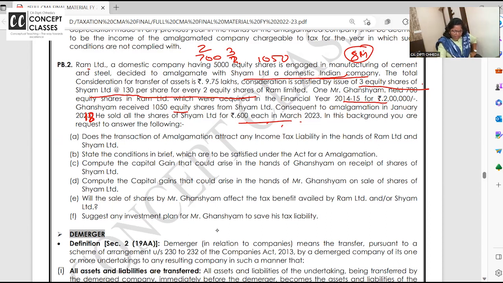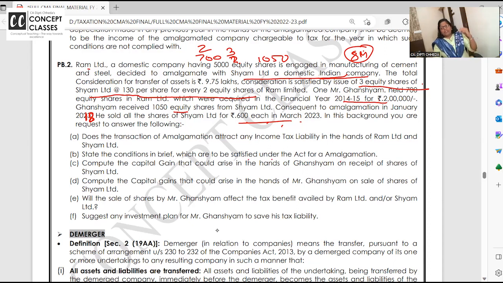How scoring the paper is going to be, I can tell you. I agree that the portion of direct taxation is vast, but the paper is easy and you have stepwise marks. So take that benefit. Does the transaction of amalgamation attract any income tax liability in the hands of Ram Limited and Shyam Limited? Answer is no. Ram Limited transferred all the assets, so will Ram or Shyam have to pay any tax? No. State the conditions which are to be satisfied.